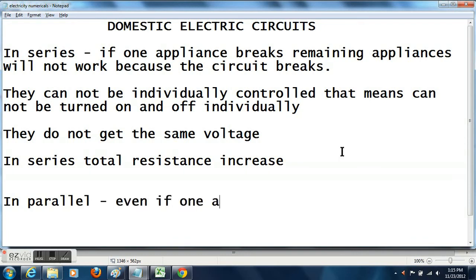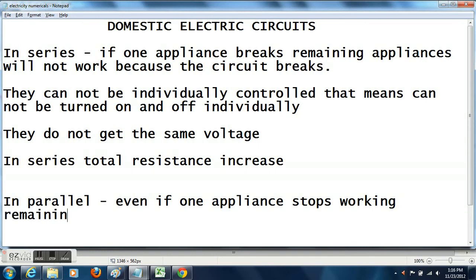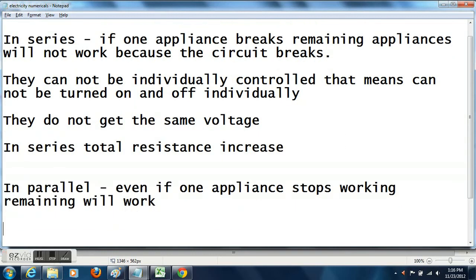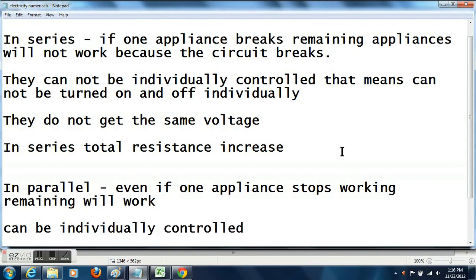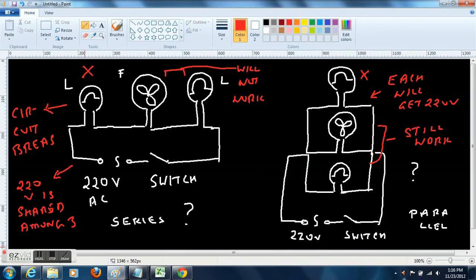In parallel, now let us talk a little bit about parallel. We know the parallel connection has lots of advantages. Even if one appliance stops working, which always happens in domestic use, because in your house one lamp may suddenly stop working, you will see that every other light will still work. For every light you have a separate switch in your house, so every appliance can be individually controlled.